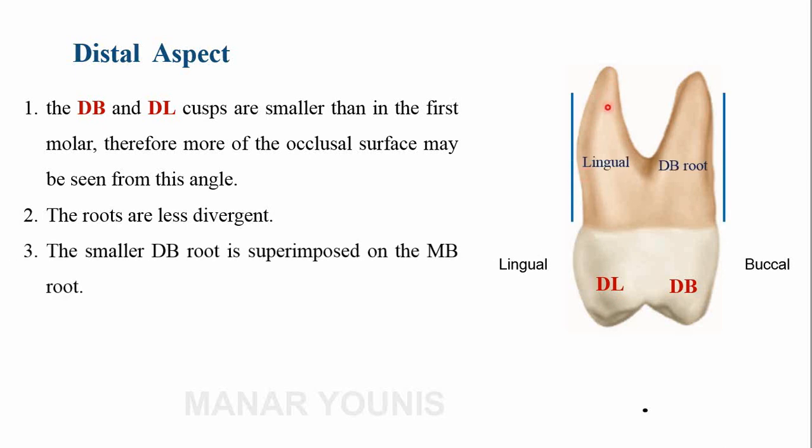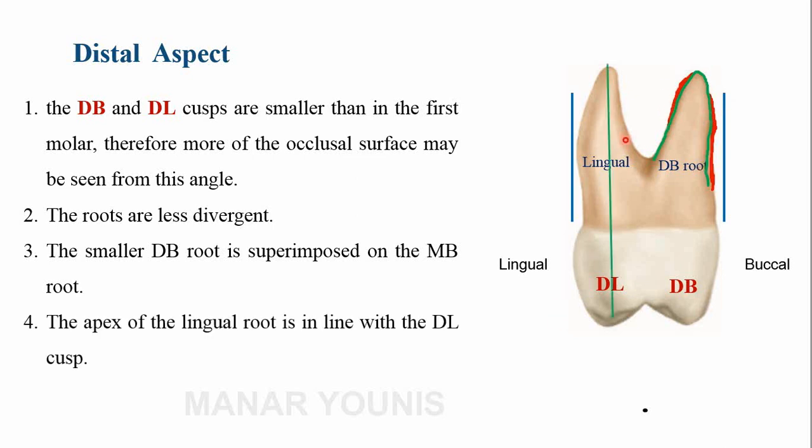This is the lingual root and this is the distobuccal. They are located within the confines of the crown outlines. The smaller distobuccal root is superimposed on mesiobuccal root. Therefore, we can see in the background the outline of the mesiobuccal root. Finally, the apex of the lingual root is in line with the tip of the distolingual cusp.